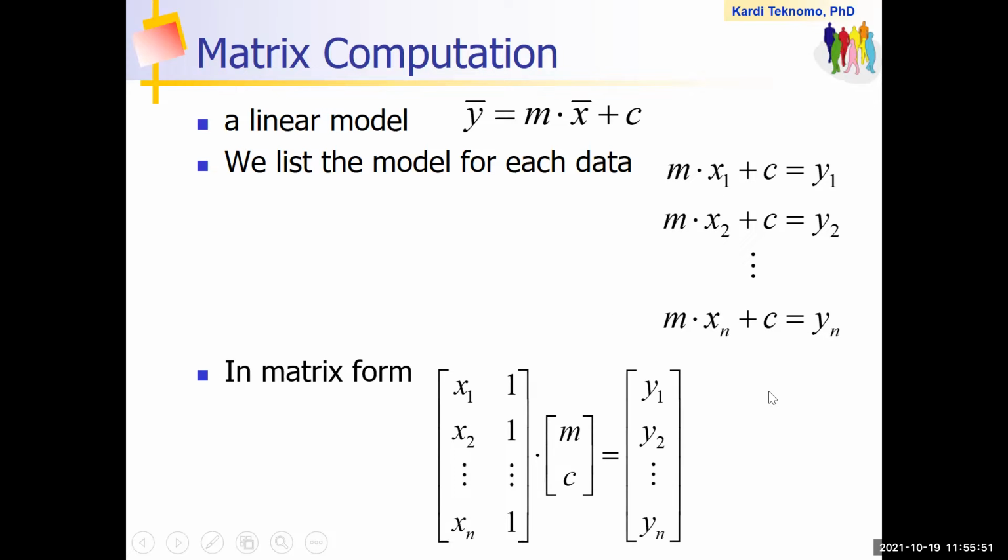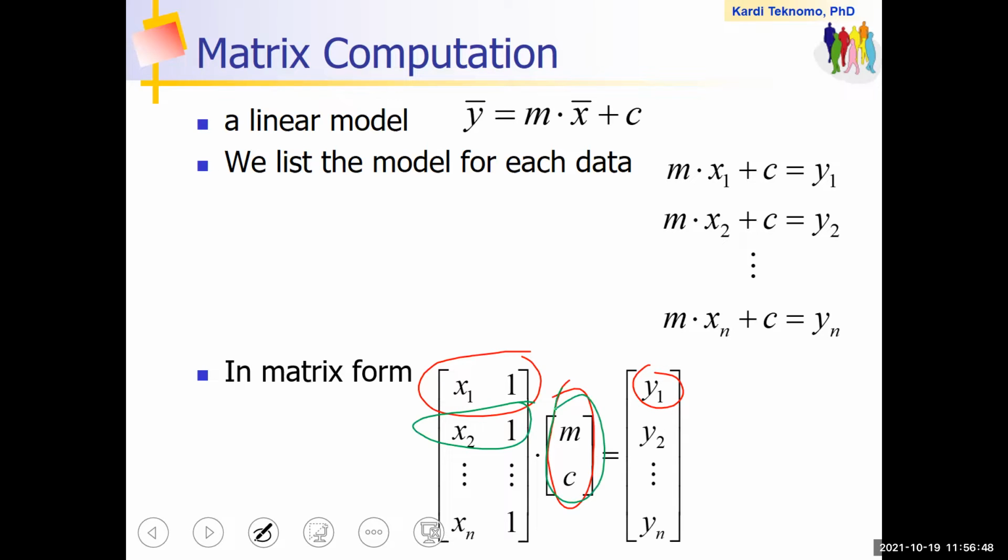Then you can put all of this into a matrix form. This is important. Your data should be put into matrix form. How you put the data into matrix form depends on your model. If your model is a linear model like this, what you have is m times x plus c times 1. So that's why you have x and 1 here. Each row will be multiplied by its column. So this row multiplied by that column will produce this number, which is y1. And then the second row multiplied again by this vector m, c, you will get the second row.